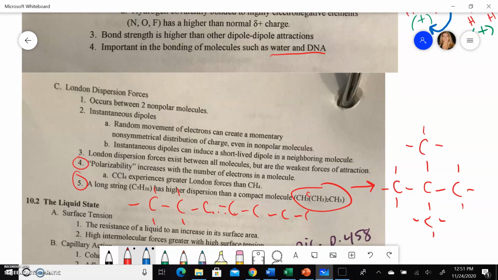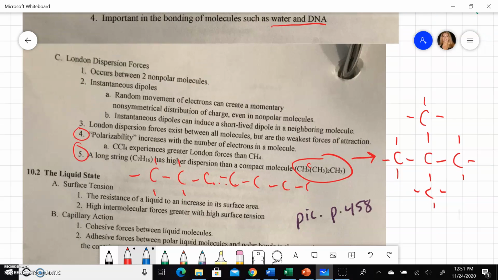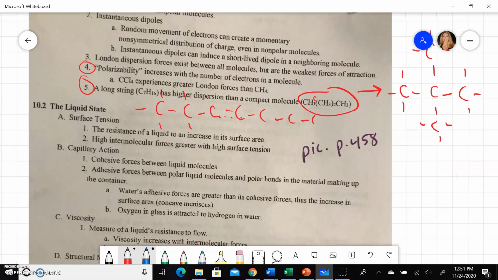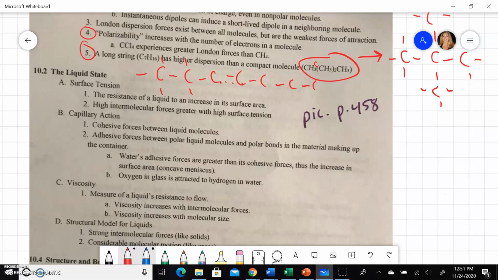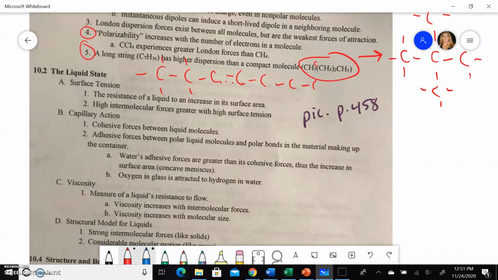But again, you only want to use that if you have no other forces of attraction that you can talk about. For liquids, they kind of have some cool properties, and there's some good pictures. If you look at page 458 in your textbook, there's a good picture to show you how surface tension works. And surface tension you've probably experienced before. If you've ever done a belly flop off of a diving board, you've experienced that surface tension. You can also see it with those little bugs that can walk on water.